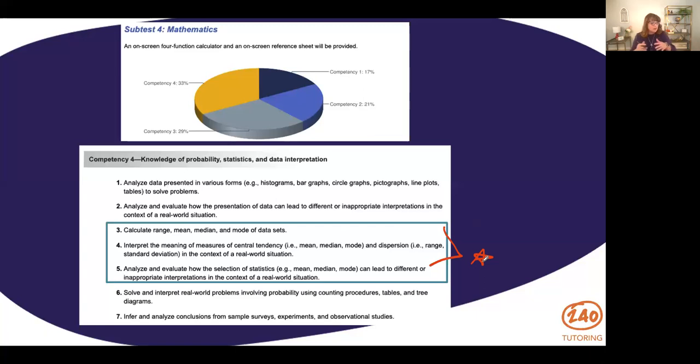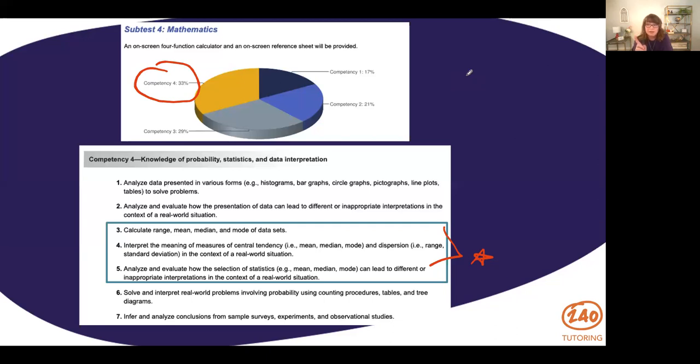Now, I want to talk about this competency in general, and I want to point out something right here. We're talking about competency 4. You can see that noted right here. Competency 4 is 33% of your exam. It's actually the most heavily weighted of all the competencies, and I actually love that for you guys. Here's what I like to call this competency: the biggest bang for your buck. It's the bang for your buck competency.